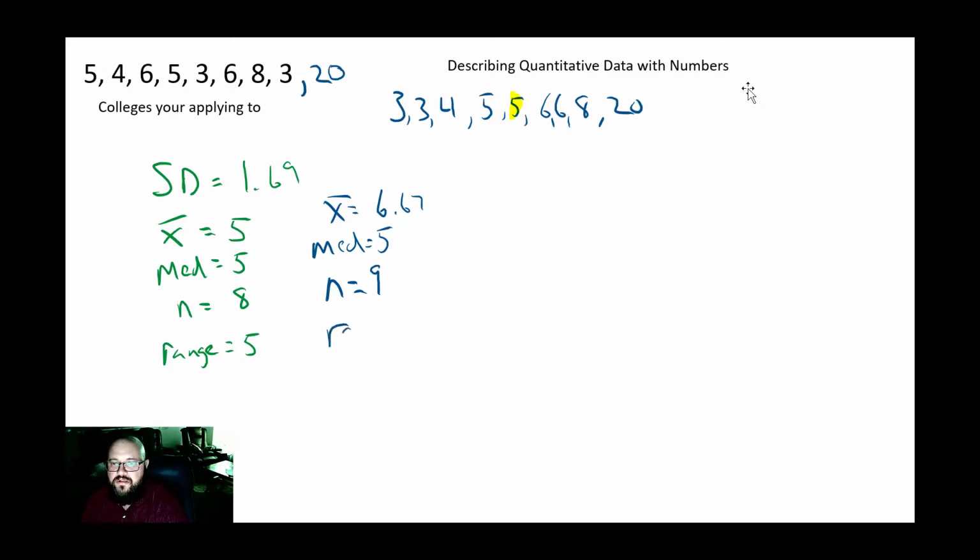The range is going to change too. Now we're taking 20 minus 3, which gives us 17. For the standard deviation, since our mean and everything else has changed, we've got to change all those values. Well, let's just go ahead and do this and see what it does here.